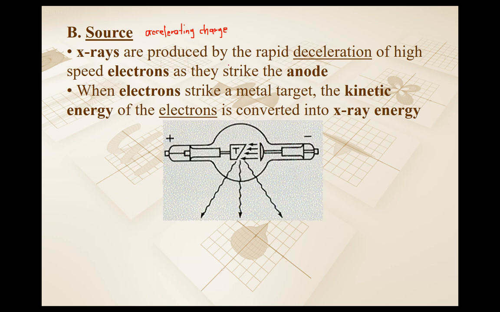So let's look at this illustration. This is kind of like a little bit of a backwards setup. So this part here, this would be your cathode, and your cathode is your negative side. And this other side here would be the anode.